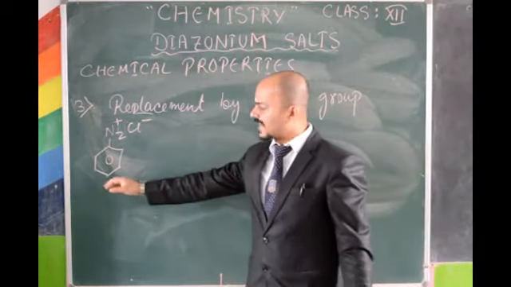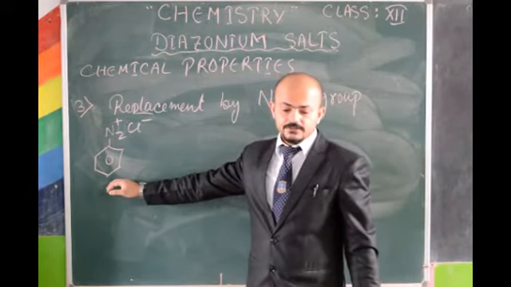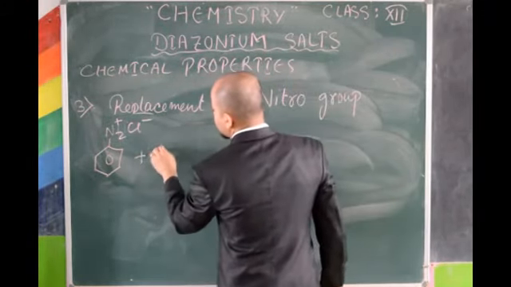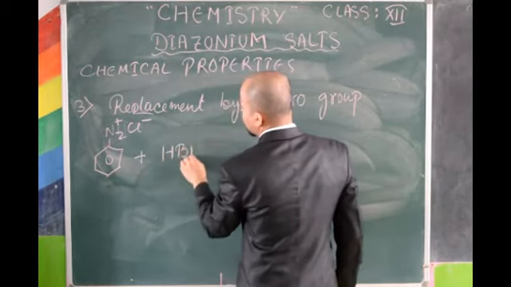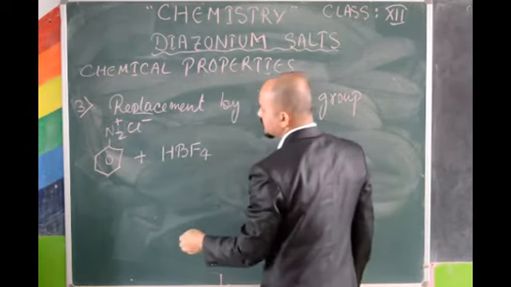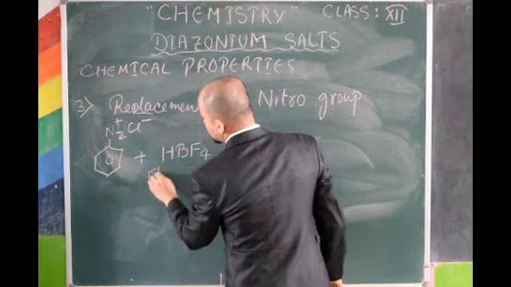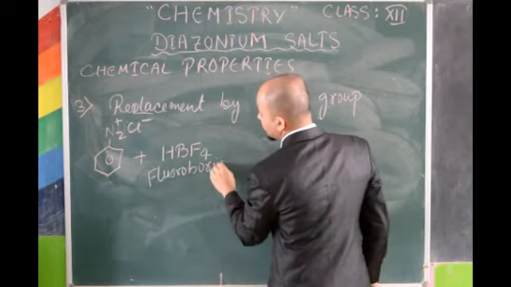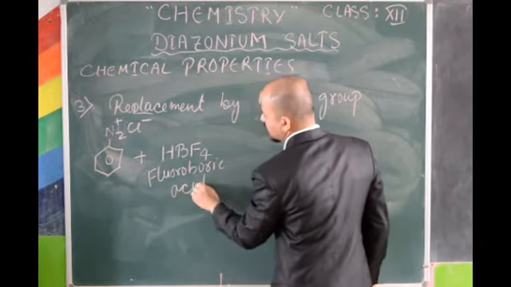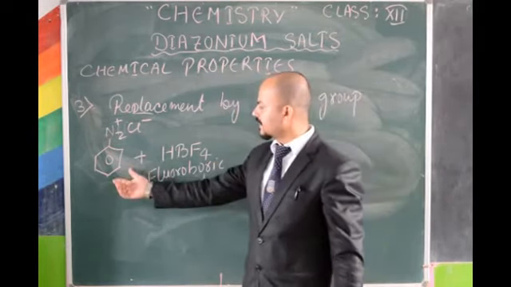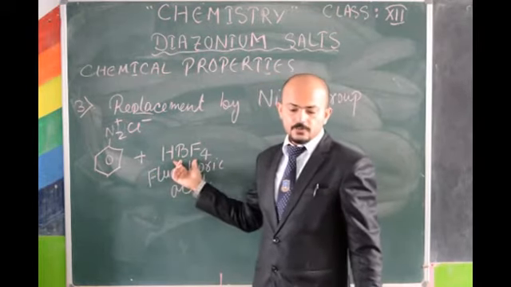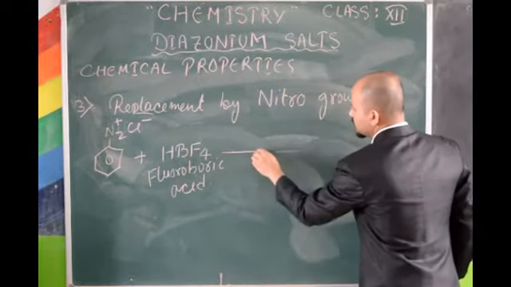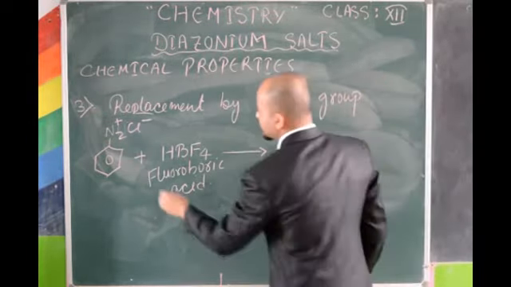So benzene diazonium chloride, whenever it is treated with fluoroboric acid, that is HBF4. This is fluoroboric acid. Please remember the name and the formula. So whenever benzene diazonium chloride is treated with fluoroboric acid, what will happen? An intermediate gets formed. So here how does the reaction take place?